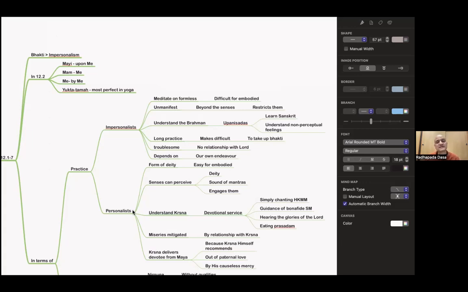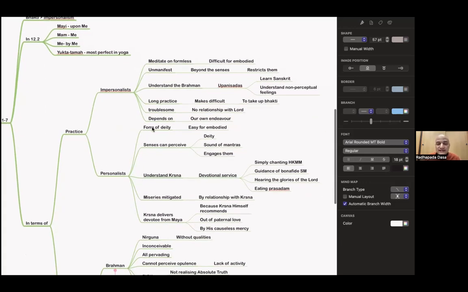Now, coming to personalism, the personalists, they serve a form of deity, which makes it easier for the embodied. The senses can perceive the deity, the sound of the mantras, which means the senses are engaged. So it's not negating it, rather it's engaging the senses. The personalists, they understand Krishna. Devotional service, the way to understand Krishna is devotional service.